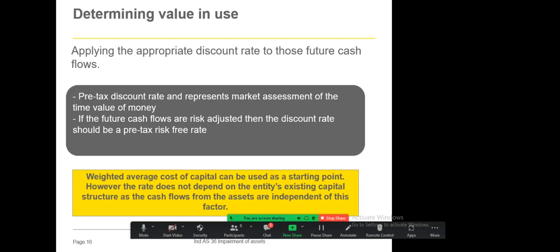However, if that is also not possible, it says that weighted average cost of capital can be used as a starting point. However, the rate does not depend on the entity's existing capital structure, as the cash flows from the assets are independent of this factor. So that means either you can take the weighted average cost of capital, or you can take maybe the incremental borrowing rate also. That also you can consider. So the standard has given you options, what all discount rates you can consider.